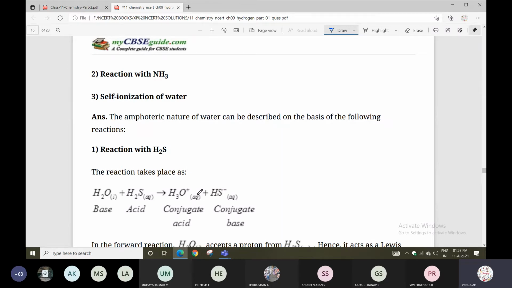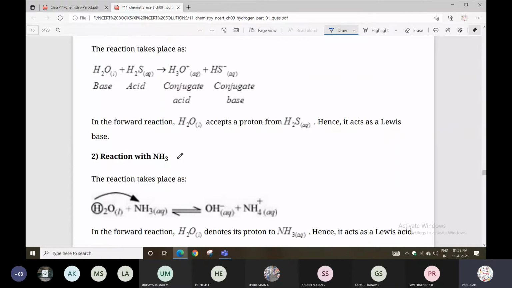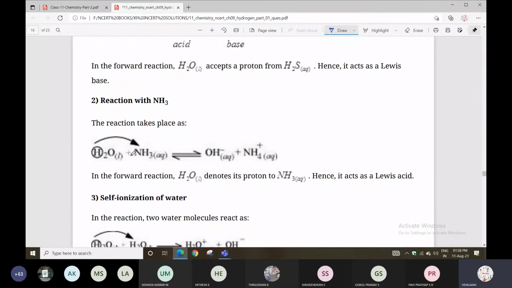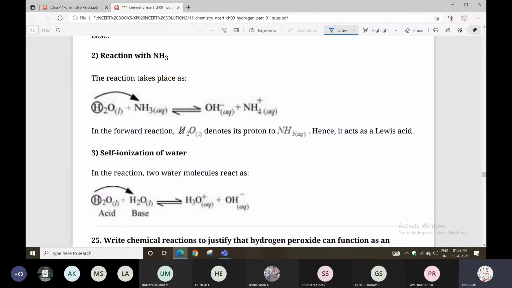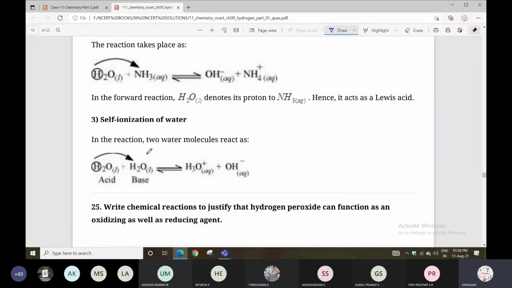In the H2S reaction, H2S is an acid and water acts as a base, forming a conjugate acid plus a conjugate base. In the forward reaction, H2O accepts protons from H2S, hence it acts as a Lewis base. Next is the reaction with ammonia. H2O reacts with ammonia, forming OH minus ions plus NH4 plus ions.